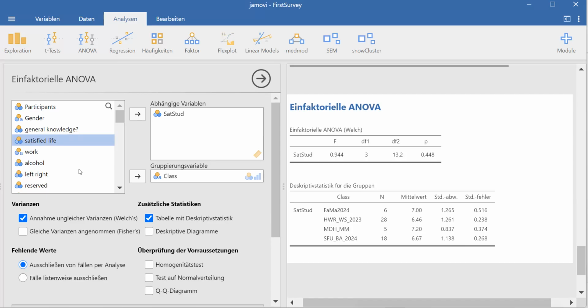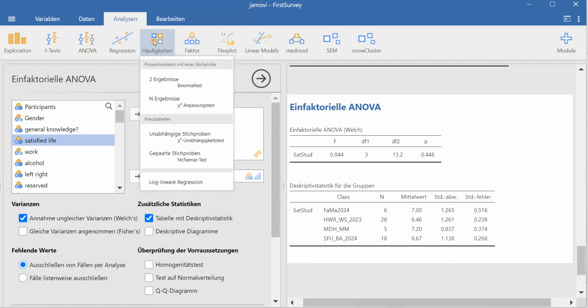So the next procedure we want to look at is the chi-square test. As I said, the chi-square test you need to evaluate differences in cross tables to see if the differences that you observe in your sample are significant. So you find the chi-square test here among frequencies. Here is a chi-square test for independent samples.